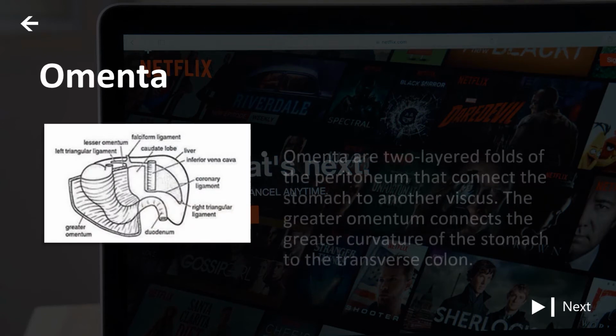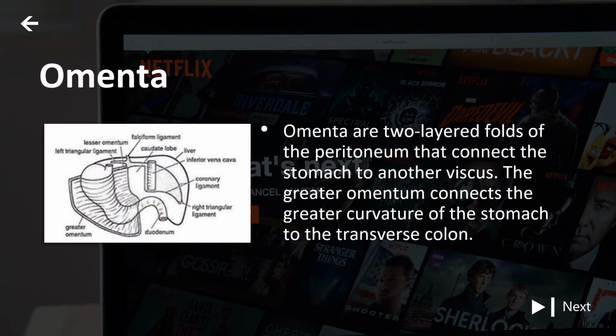Omenta. The greater omentum hangs down like an apron in front of the coils of the small intestine and is folded back on itself to be attached to the transverse colon. The lesser omentum suspends the lesser curvature of the stomach from the fissure of the ligamentum venosum and the porta hepatis on the undersurface of the liver. The gastrosplenic omentum or ligament connects the stomach to the hilum of the spleen.